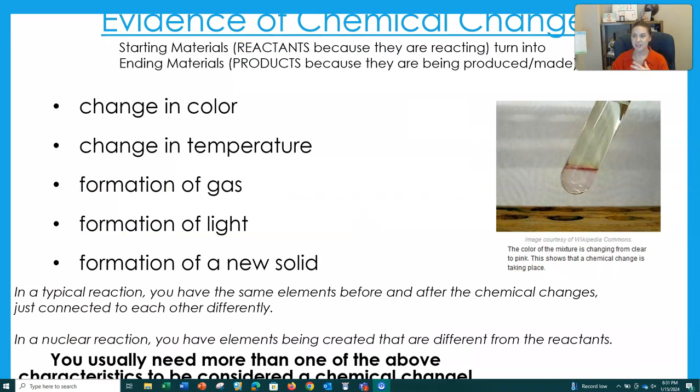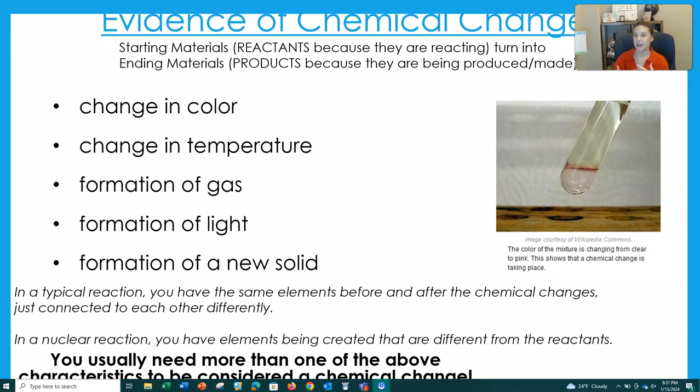Okay, so here's some evidence of chemical changes. So starting materials are going to be called reactants, okay, because they're the things that are going to bond together and react, and then they're going to turn into whatever's ending, a product, because they are what's being made, okay? So think of this like a normal math equation. Reactant plus reactant equals a product, okay? So when we see a product that has a change in color or a change in temperature, has formed gas or formed light, or the formation of a new solid, we know that a chemical change has taken place.